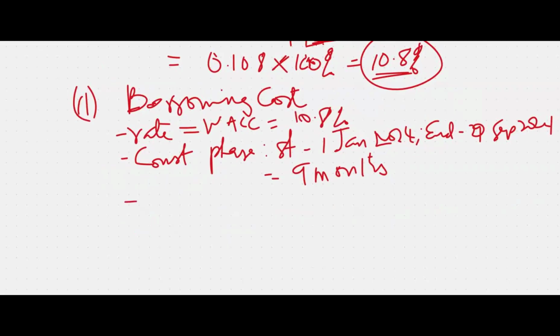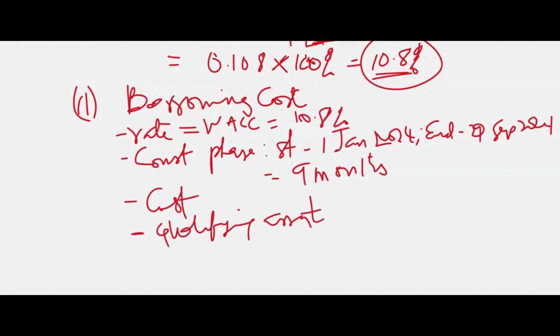Now, what else do we need? We need a rate, a construction phase, and the amount. Here, we are not going to use the loan amount, we're going to use the costs. We also need a qualifying asset. Is there one? Yes, there is. In the exam, don't write all these, just go straight away and compute it. But because I'm teaching, I have to break it down for you to understand.